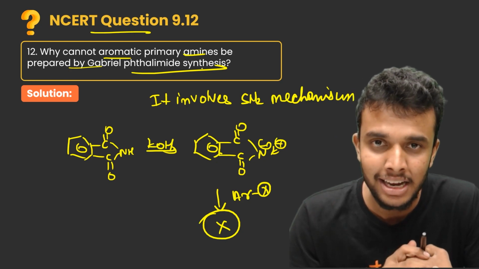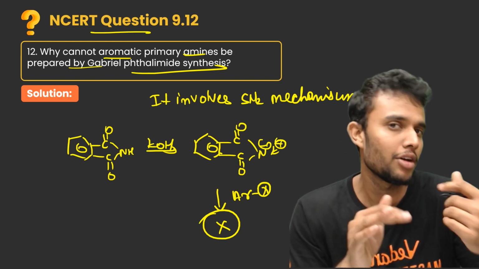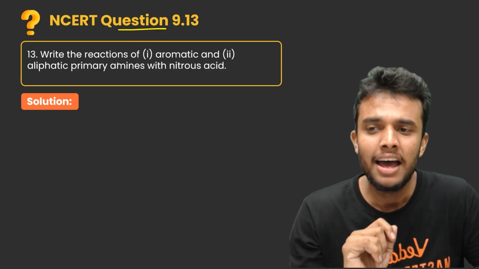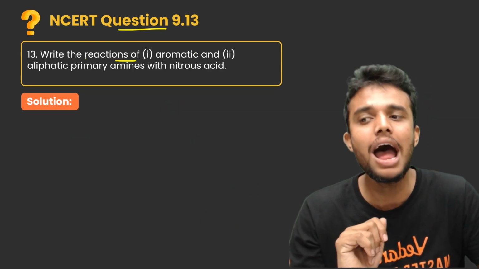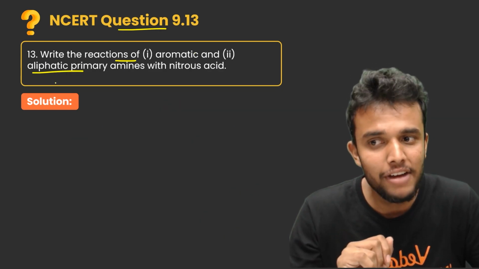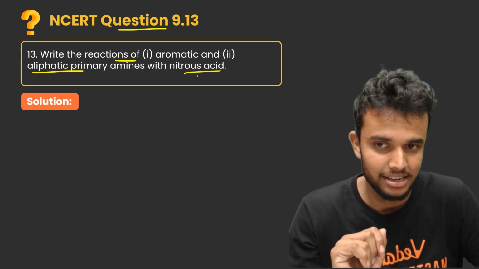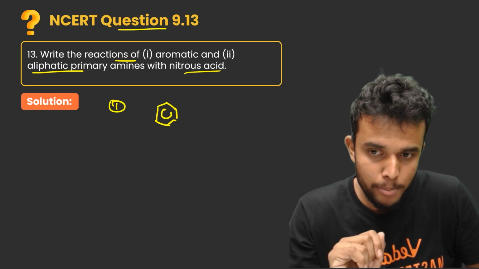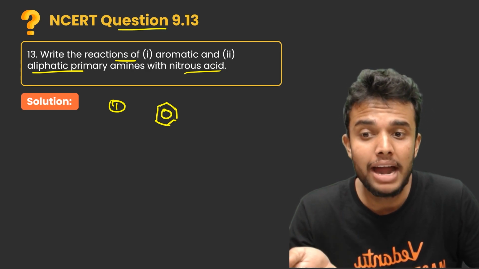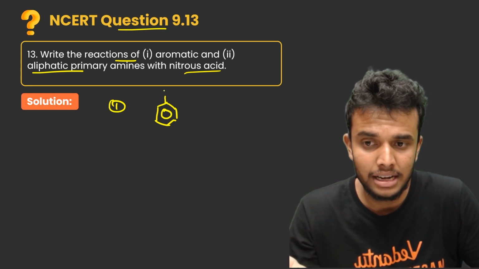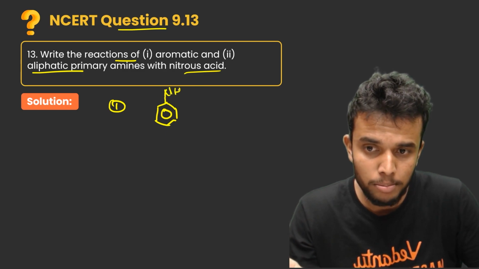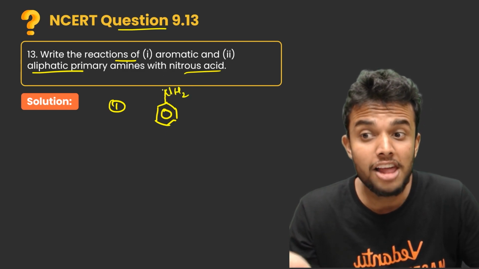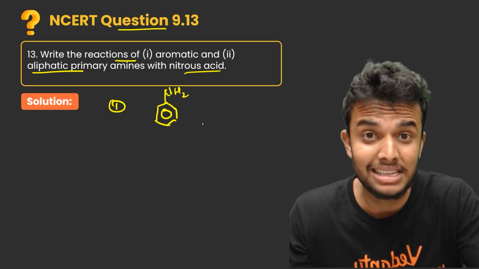I hope you understand. If you do not understand and have any doubt, let me know in the comment section. Write the reaction of aromatic and aliphatic primary amines with nitrous acid. Let's discuss the first one, aromatic. We need to choose an NH2 compound, right? The best example is aniline.